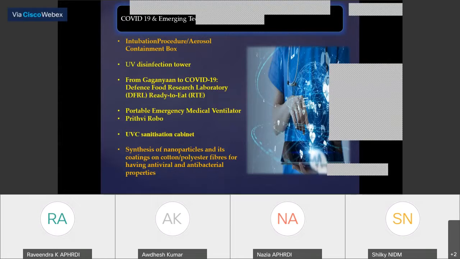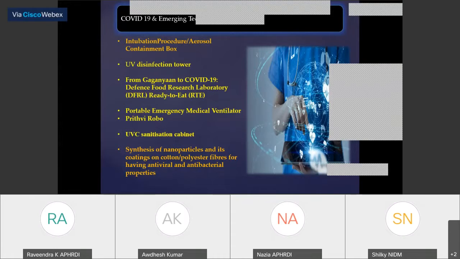And this COVID-19 worker, you remember the days when COVID-19 initially broke out, no one knew anything, and a number of confusions and rumors were generated. In that situation the frontline warriors were working, so they were not getting proper nutritious food at that time. So the same Defence Food Research Laboratory developed ready-to-eat food for them, a portable emergency medical ventilator, and the Prithvi robot. It was actually the invention of a child.